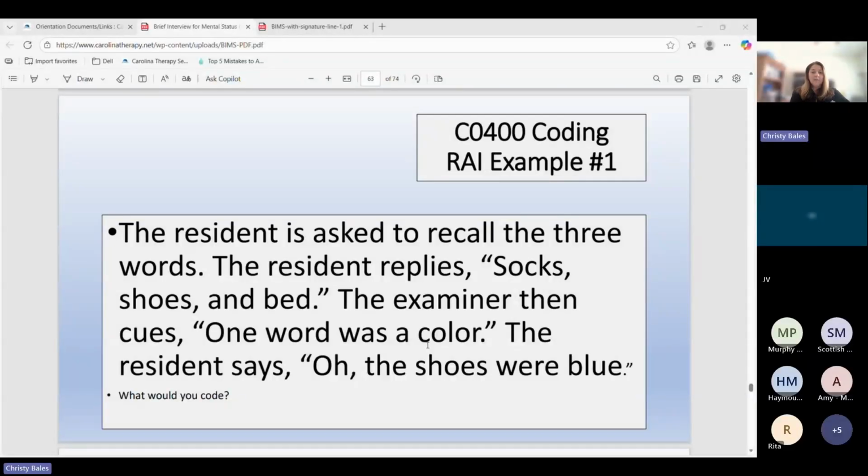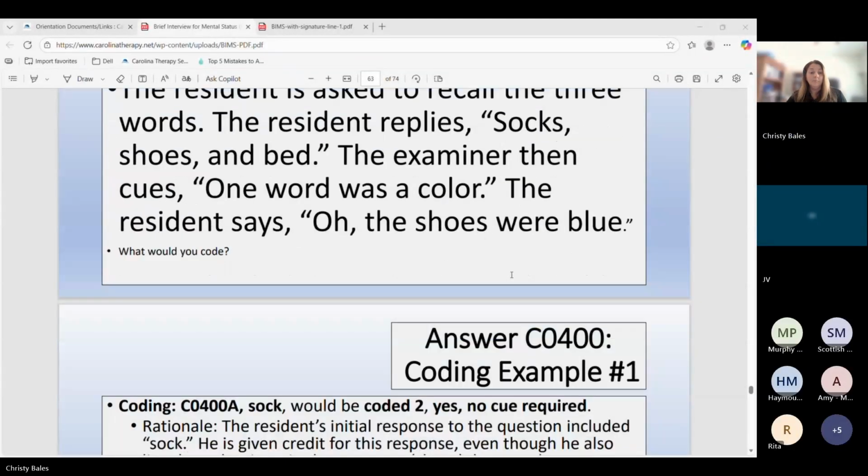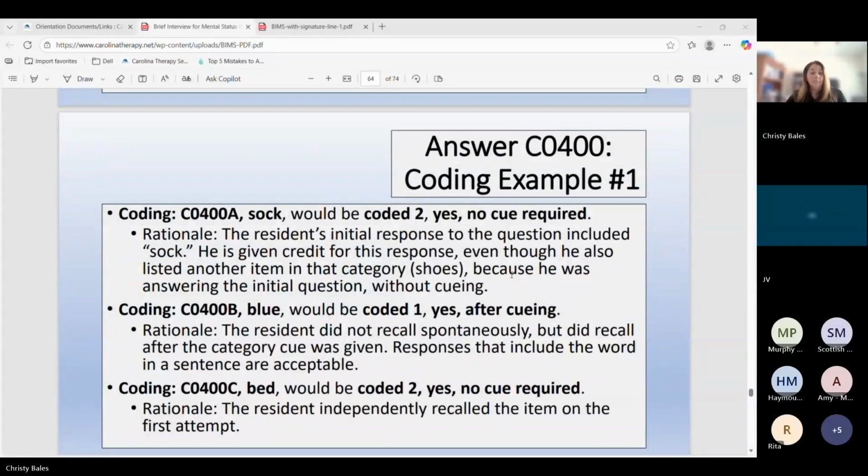So the resident is asked to recall the 3 words. The resident replies sock, shoes, and bed. The examiner then cues, 1 word was a color. The resident says, oh, the shoes were blue. What would you code? Sock would be coded 2, yes, no cue required.